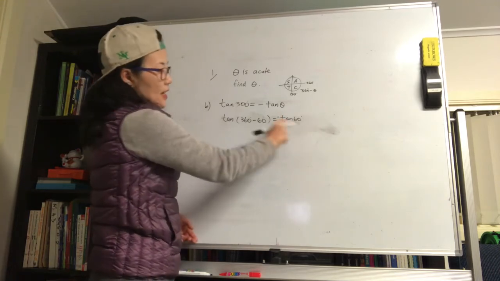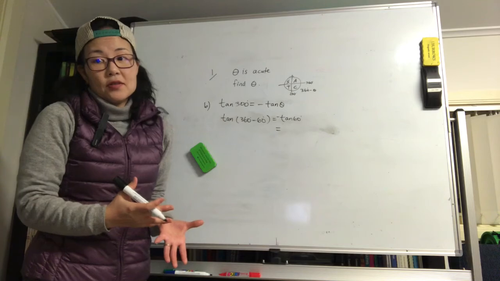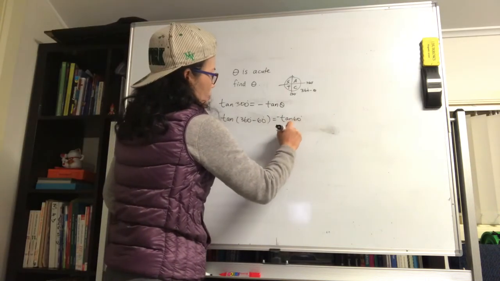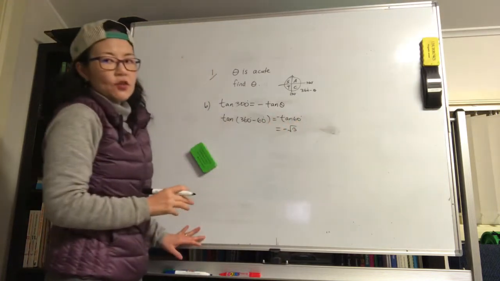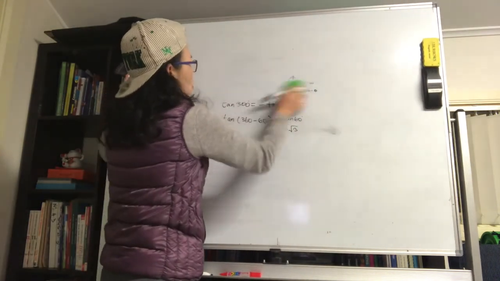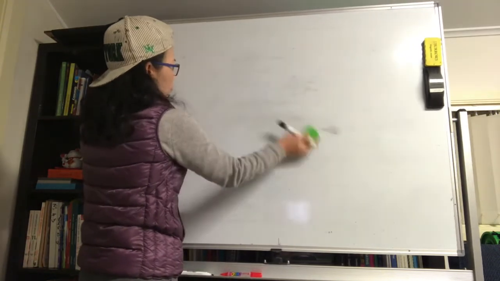Now, we can actually change it to exact form if we want to, exact value. So that will be minus root 3. And I'm going to show you why. So now it's a good time to revise the exact values of those.